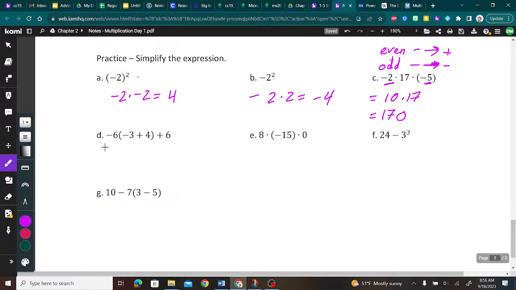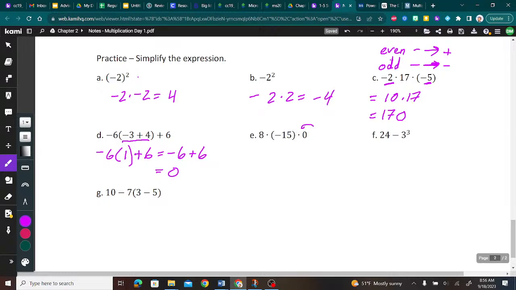In this next problem, we start off with the work in the parentheses. So we say negative 6, then negative 3 plus 4. Same signs, add and keep, but these are different signs, so we subtract. 4 minus 3 is 1. We keep the sign of the bigger number, which was 4, so we keep a positive. We're now going to do the multiplication next. A negative times a positive is a negative. 6 times 1 is 6, so we have negative 6 plus 6, which gives us 0.